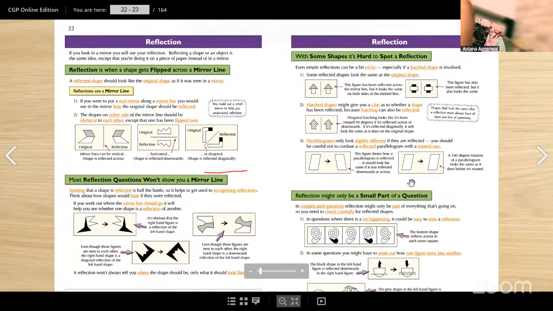With some shapes, it's hard to spot a reflection. Even simple reflection can be a bit tricky, especially if a hatched shape is involved. Some reflected shapes look the same as the original shape. This figure has been reflected across the mirror line, but it looks the same on both sides of the dashed line. This figure has also been reflected, but it also looks the same. Hatched shapes might give you a clue as to whether a shape has been reflected, because hatching can also be reflected.